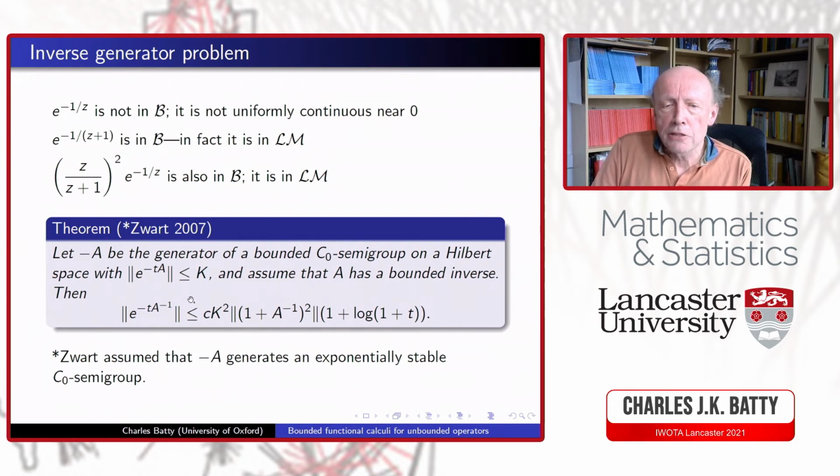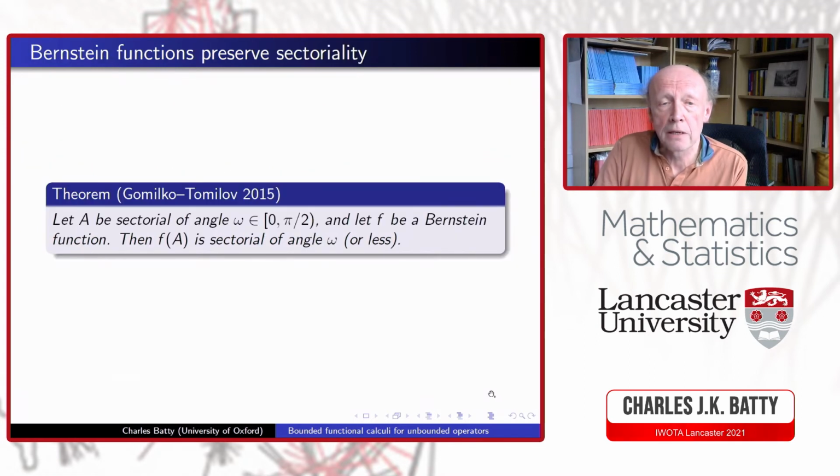But it remains unclear exactly what happens in the inverse generator problem. It's known not to work in general, but in Hilbert spaces, it's not quite clear what's happening. But there's a chance we might get closer. Here I put in a theorem which Gamilka and Tomilov proved in 2015, answering a question that had been around for 30 or 40 years.